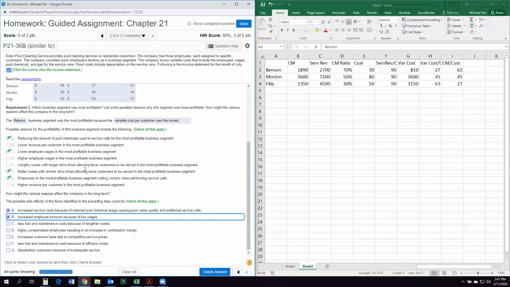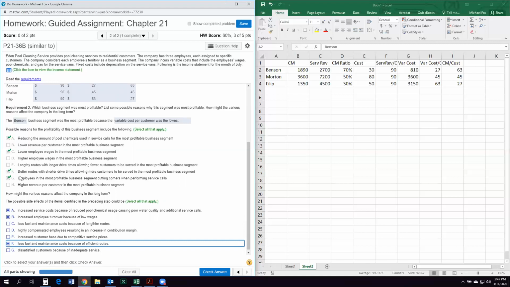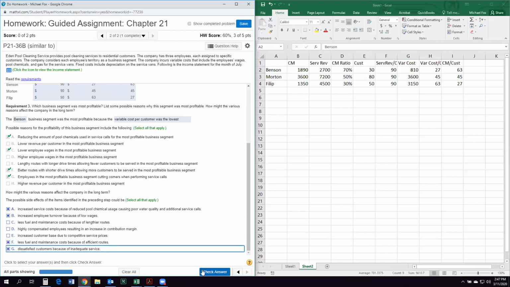Better routes with short drive times, allowing more customers to be served, it would be less fuel and maintenance costs because of efficient routes. And employees in the most profitable business segment cutting corners could lead to dissatisfied customers because of inadequate service.